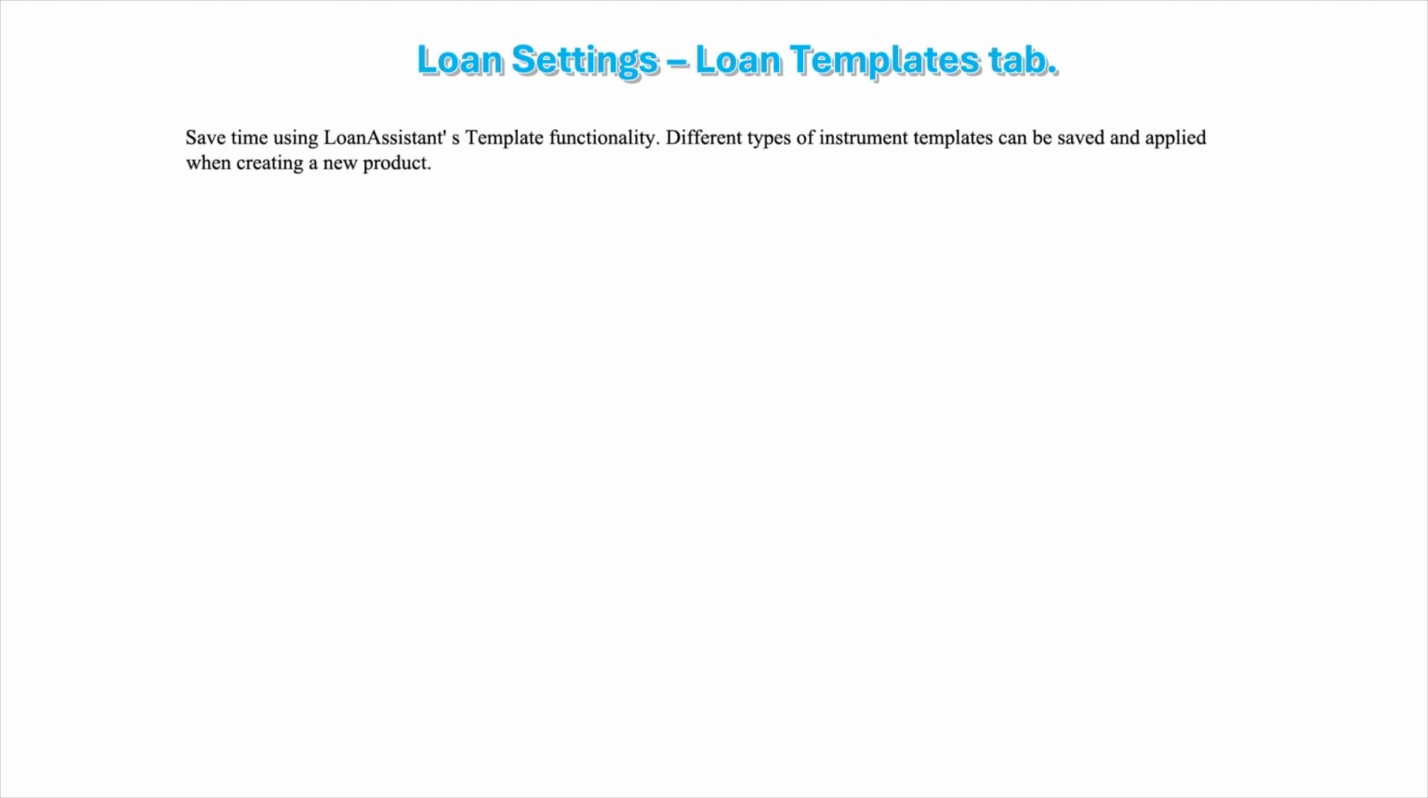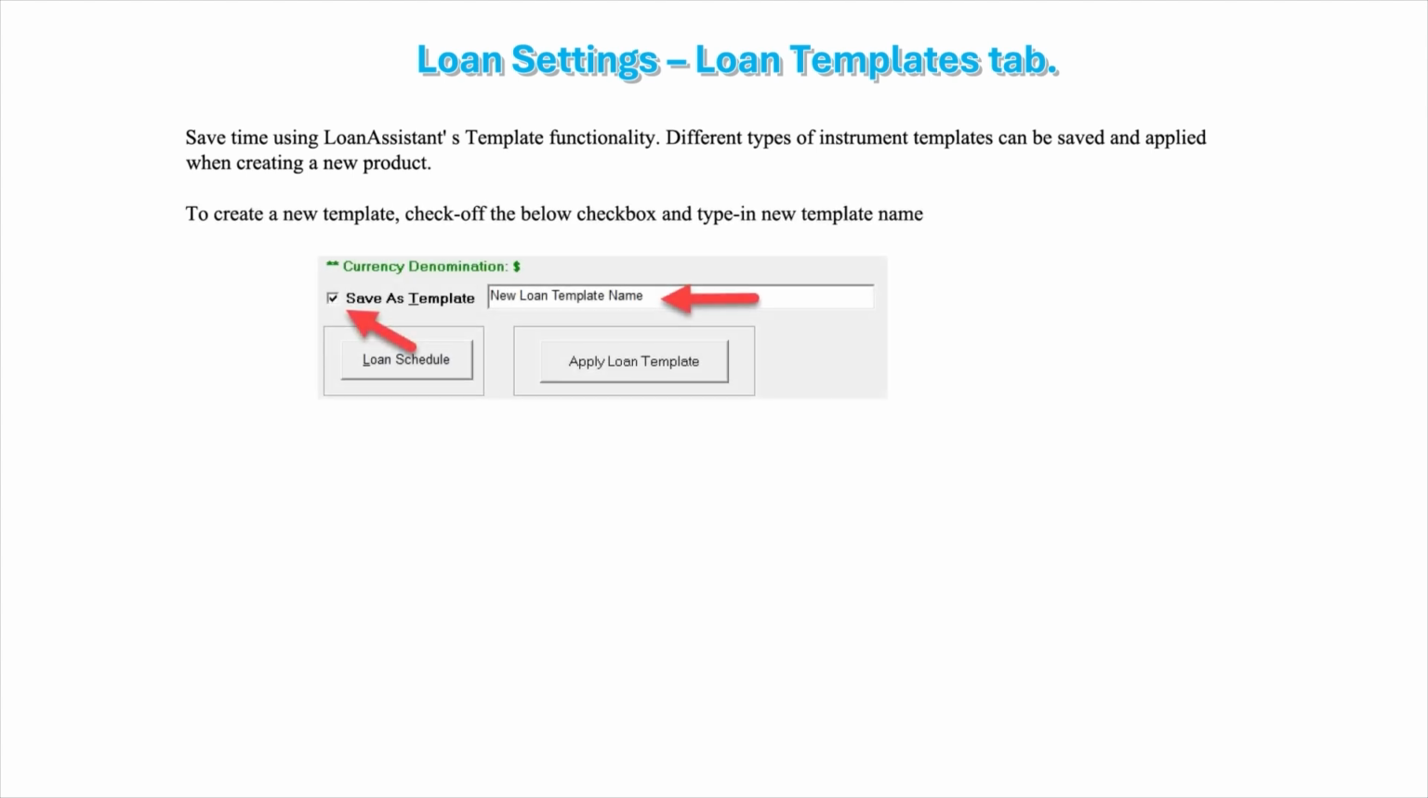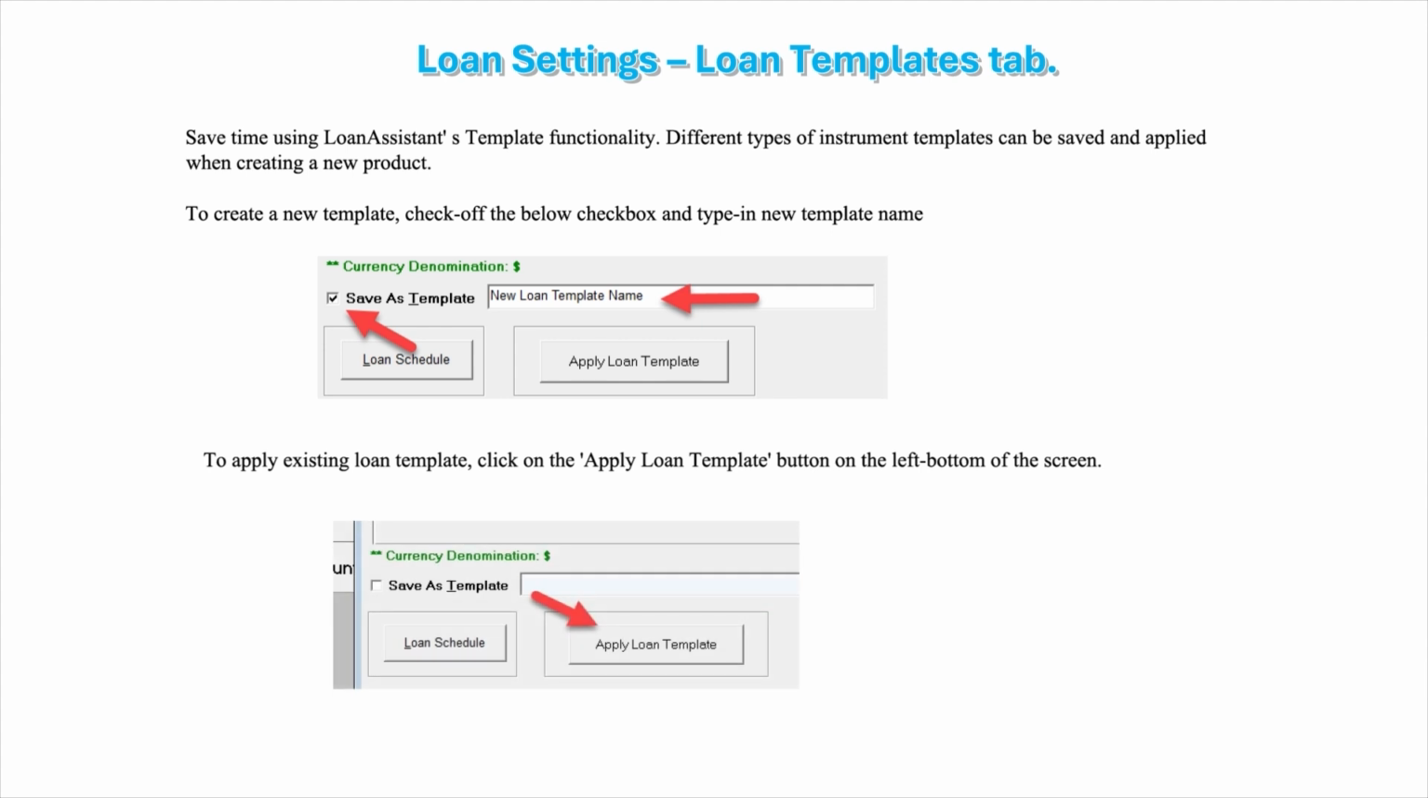Loan settings, Loan Templates tab. Save time using LoanAssistant's template functionality. Different types of instrument templates can be saved and applied when creating a new product. To create a new template, check off the checkbox below and type in the new template name. To apply an existing loan template, click the Apply Loan Template button on the left bottom of the screen.